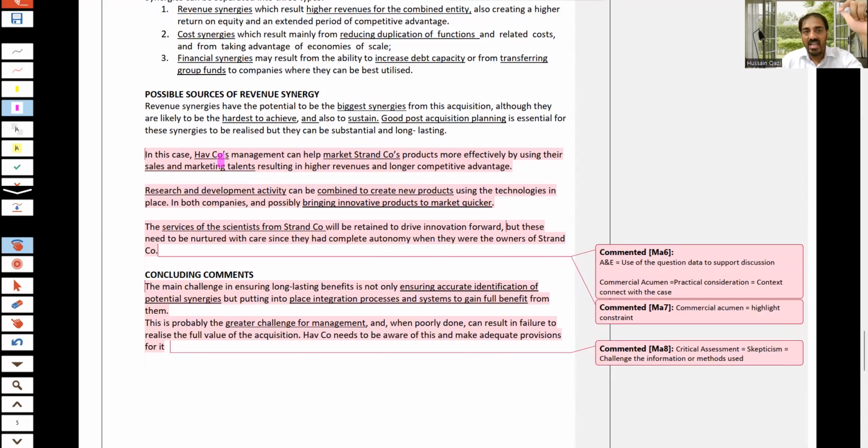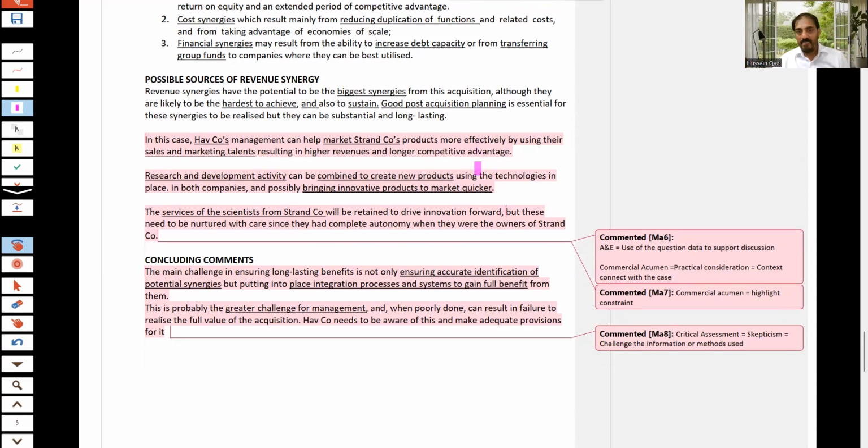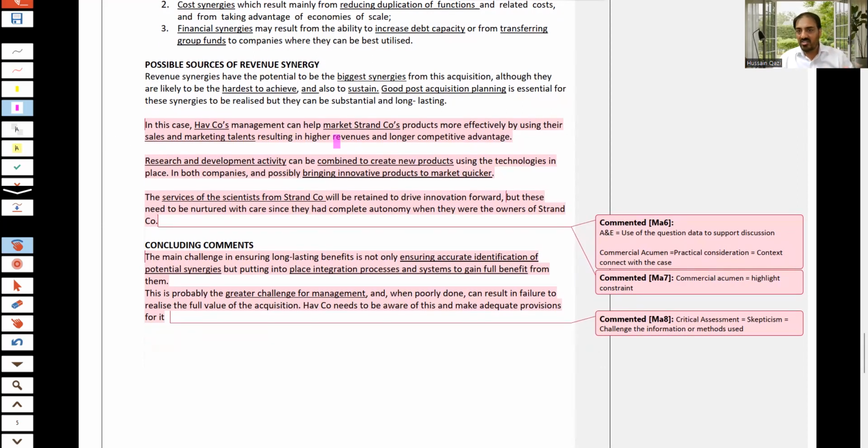In this case, HAF company's management can help market Strand company's product more efficiently by using sales and marketing talents, resulting in higher revenue and longer competitive advantage. Simple lines, whatever we discussed earlier.